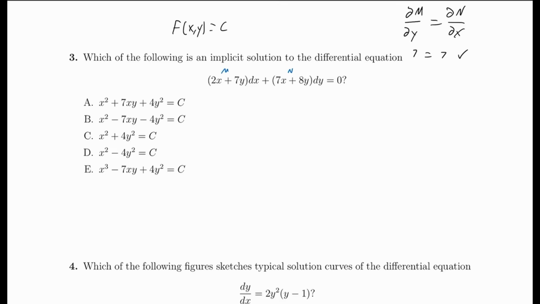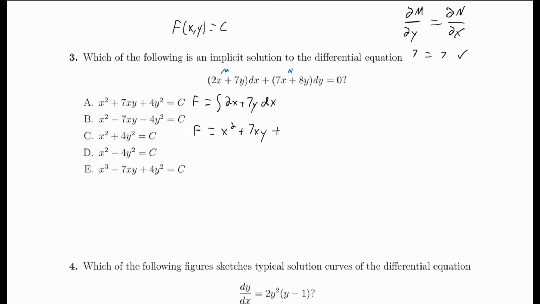You might have also heard this called a potential function or a gradient function. It's all the same thing, however you want to think about it. So we'll go ahead and start by integrating M in terms of x. So big F is going to be equal to the integral of 2x plus 7y dx. And that will get us F is equal to x squared plus 7xy.